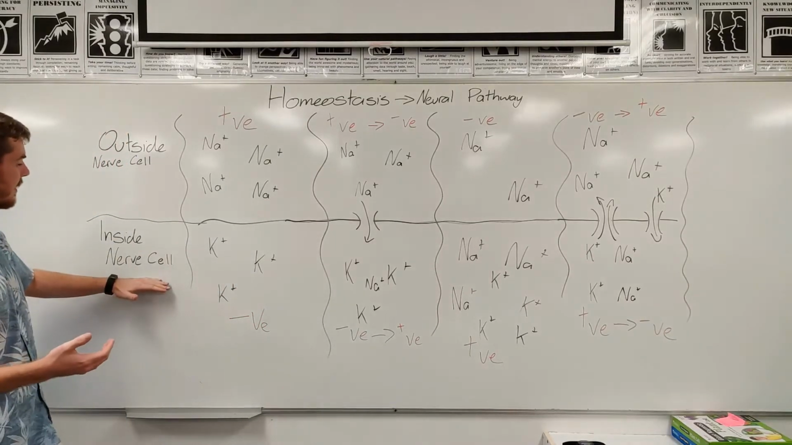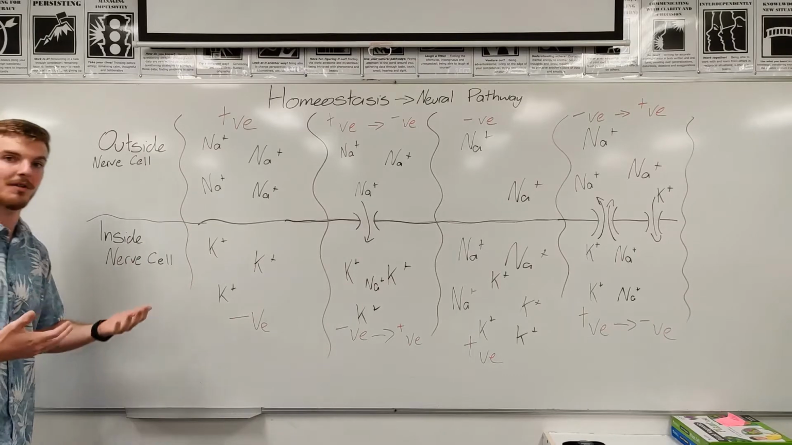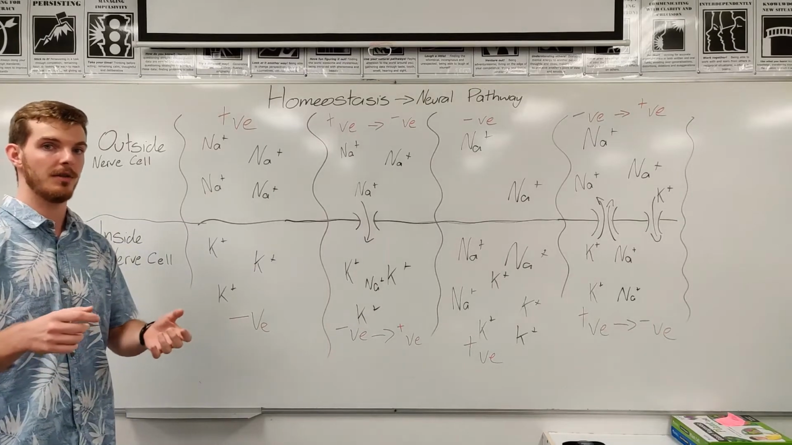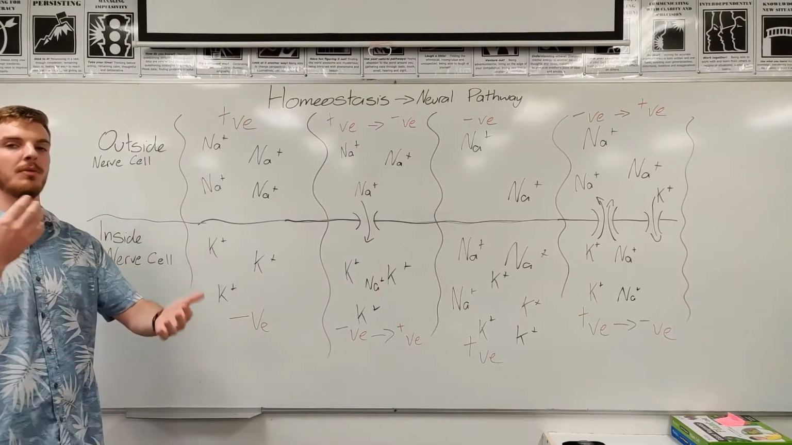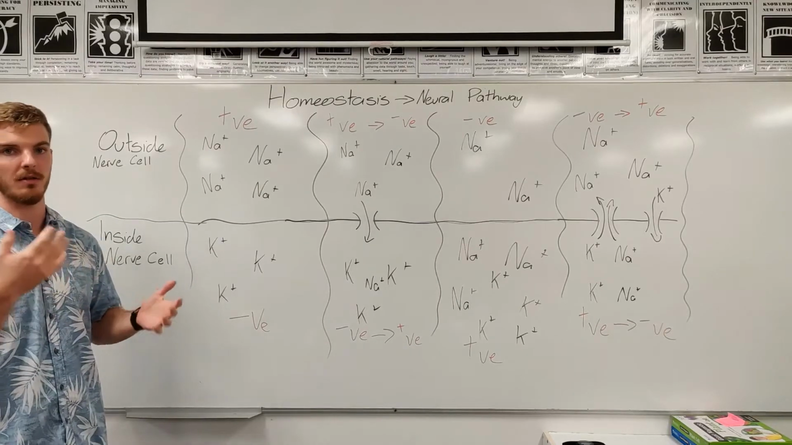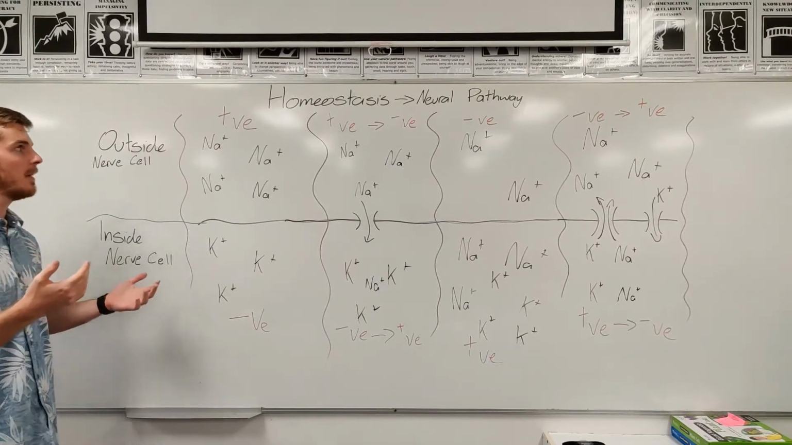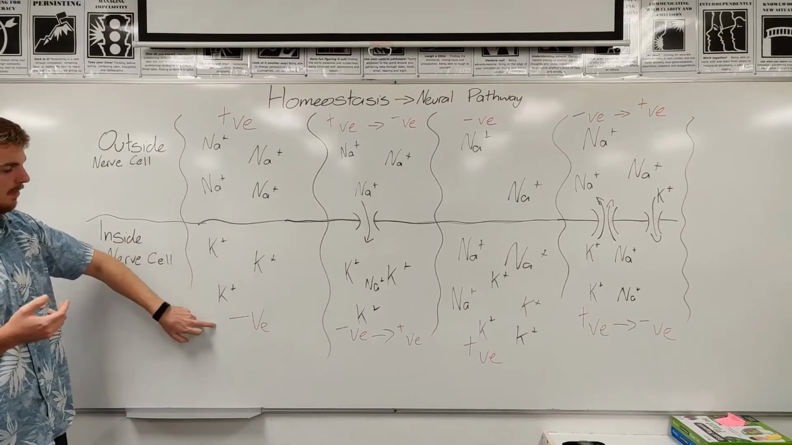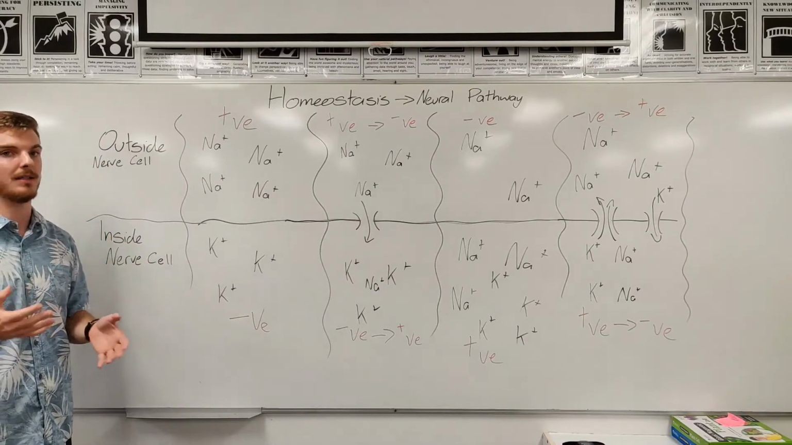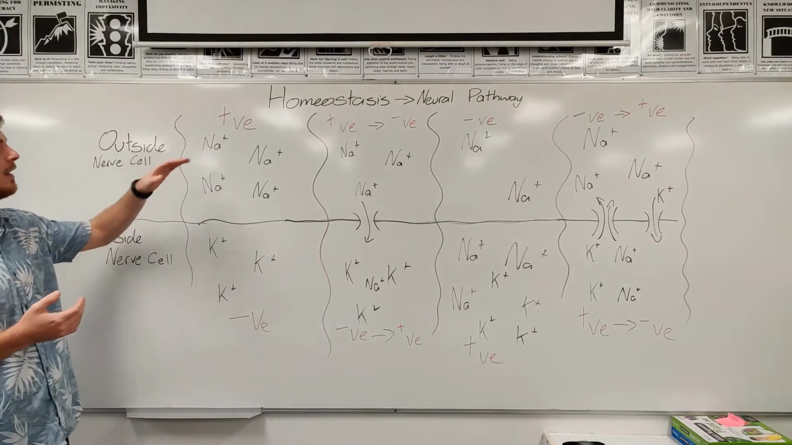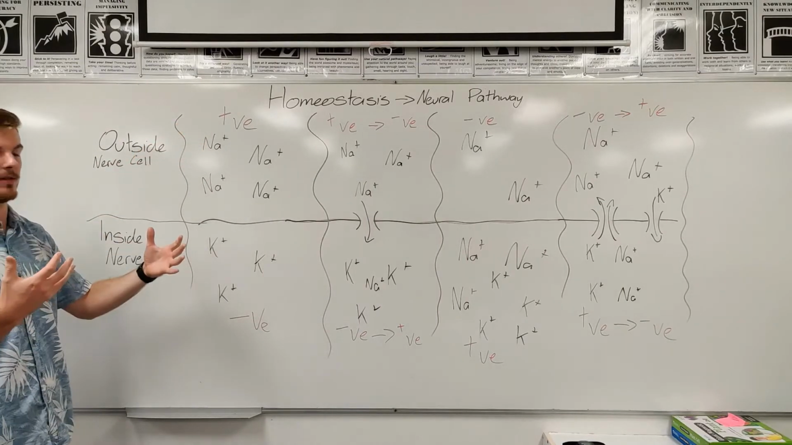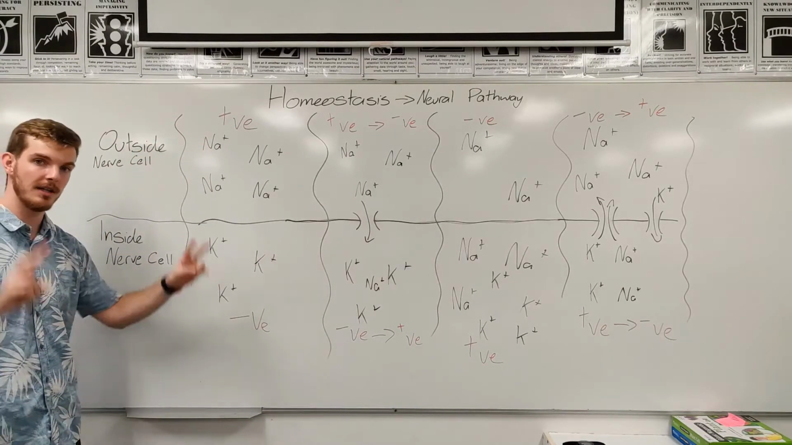Anyway, so on the top here, we have outside the nerve cell, or the extracellular space. And on the inside here, on the bottom, we've got the inside of a nerve cell. So that's within the dendrite, within the cell body, within the axon, within the terminal. Alright, so up the top and down the bottom in the red, I've got the relative charge. So outside the cell is positive, and inside the cell is negative.